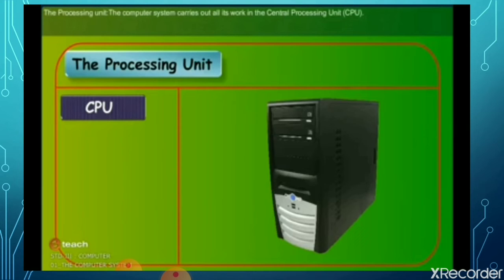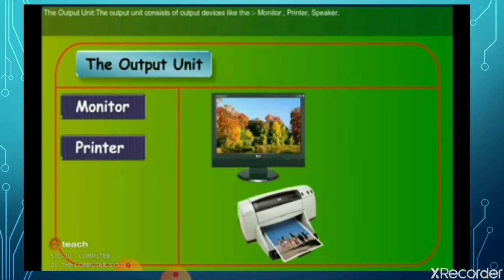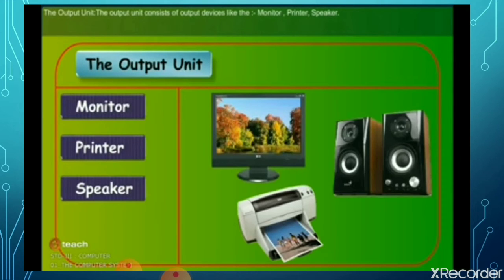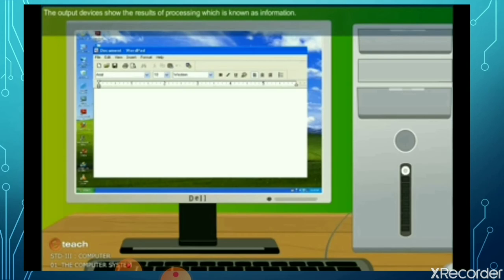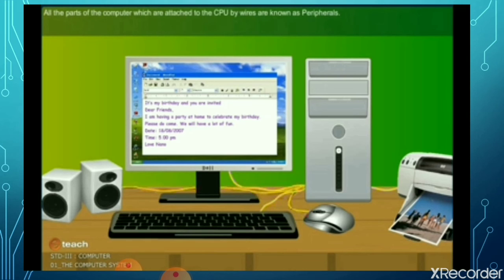The processing unit. The computer system carries out all its work in the central processing unit, that is called CPU. The output unit. The output unit consists of output devices like the monitor, printer, and speaker. The output devices show the result of processing, which is known as information. All the parts of the computer which are attached to CPU by wires are known as peripherals.